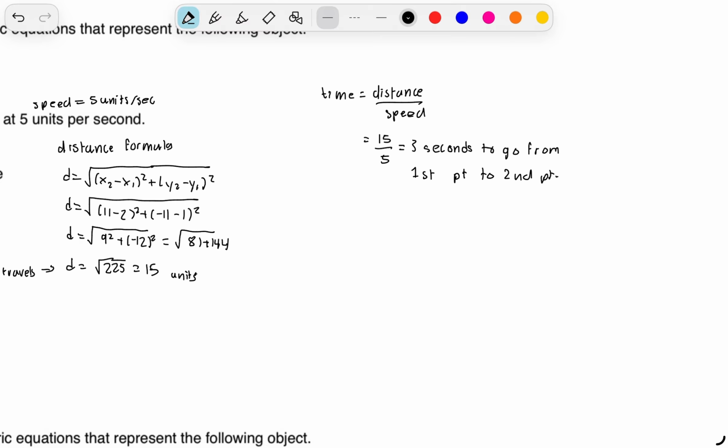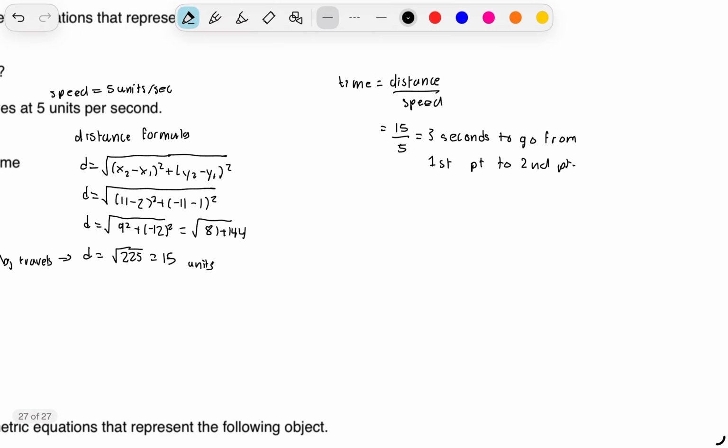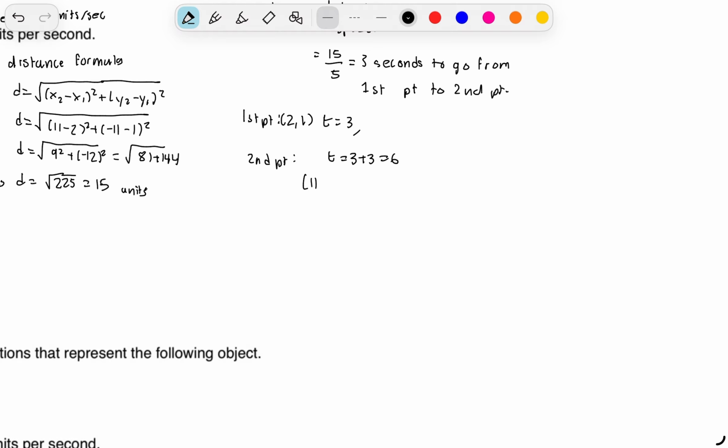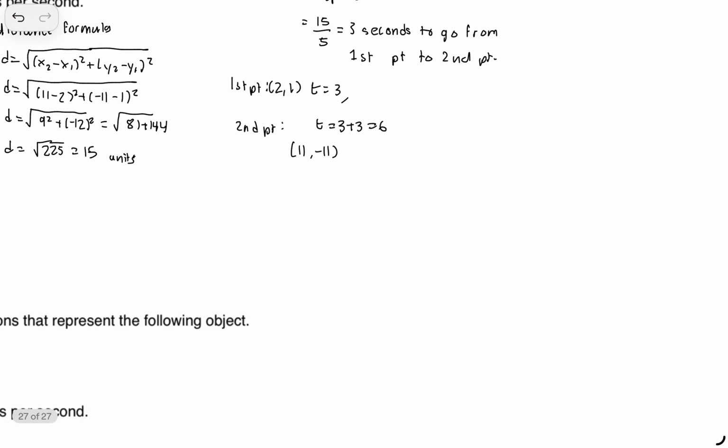And since the object is at 2, 1, so when you're at 2, 1, that is when you are at t is equal to 3. That means your second point, so if this is your first point, that's going to happen when you're at t is equal to 3 plus 3, which is 6. So you're going to be at 11, negative 11, at t is equal to 6.